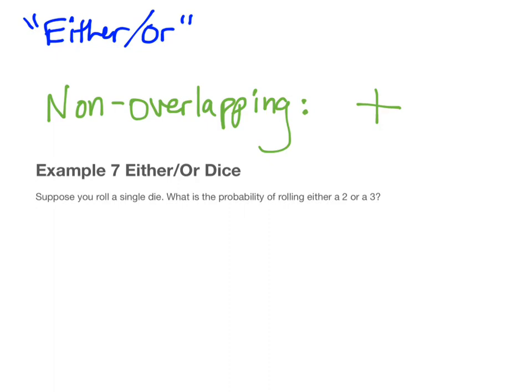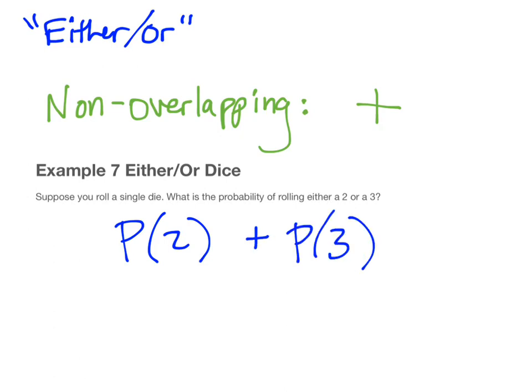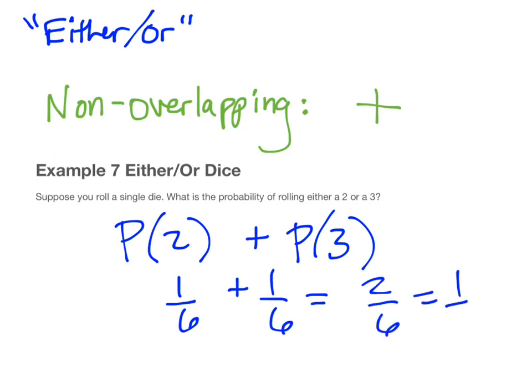So what is the probability of rolling a 2? And what is the probability of rolling a 3? Then we'll add those together. The probability of getting a 2 is 1 out of 6. The probability of getting a 3 is also 1 out of 6. Together that's a probability of 2/6 or 1/3.